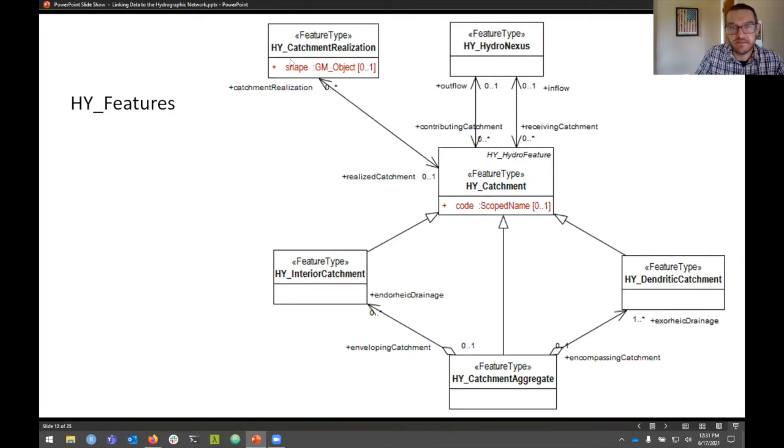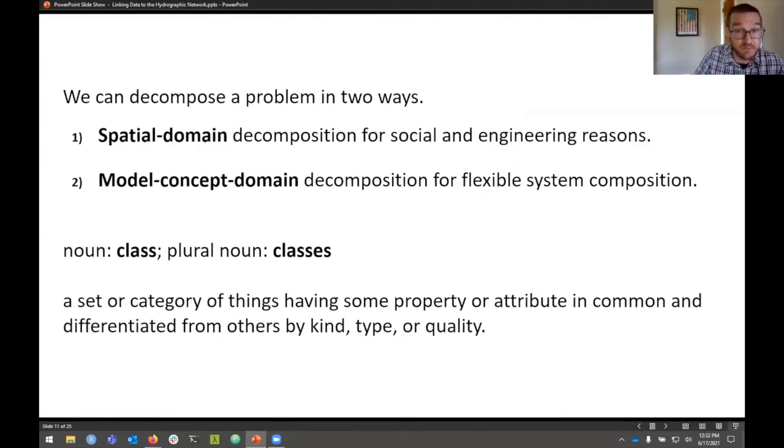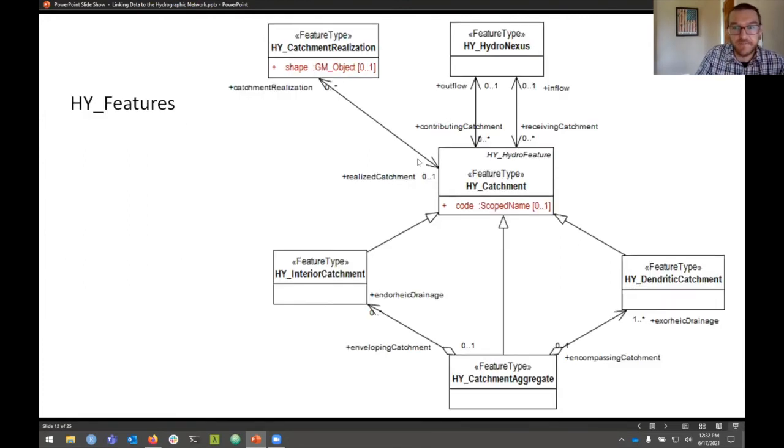The last thing I'll point out here is there's an association between this very general catchment and how it has networks of catchments, and it can be made up of many other catchments, and this idea of catchment realization. That gets to the second decomposition I was talking about, the functional decomposition, or model concept domain decomposition. A given catchment might have zero to many catchment realizations.